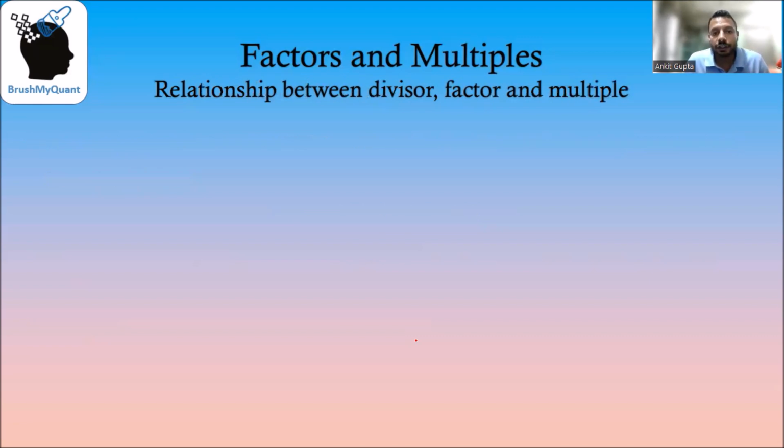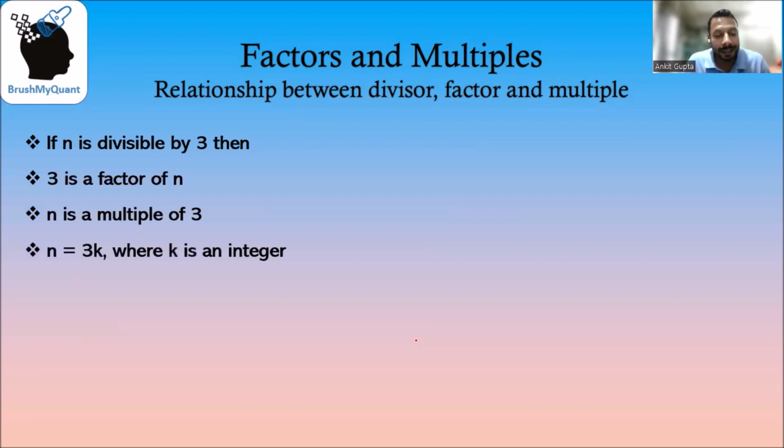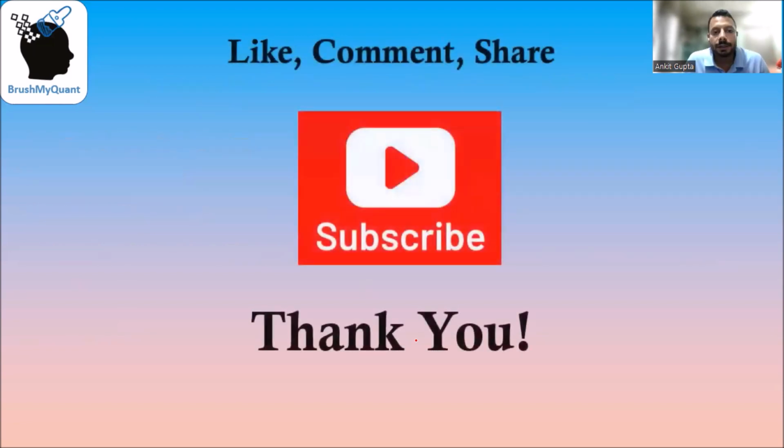Now let's see the relationship between divisors, factors, and multiples. If, let's say, a number n is divisible by 3, that means 3 is a factor of n, n is a multiple of 3, and n can be written as 3 into k, where k is an integer. So with this, we conclude the theory for factors and multiples.